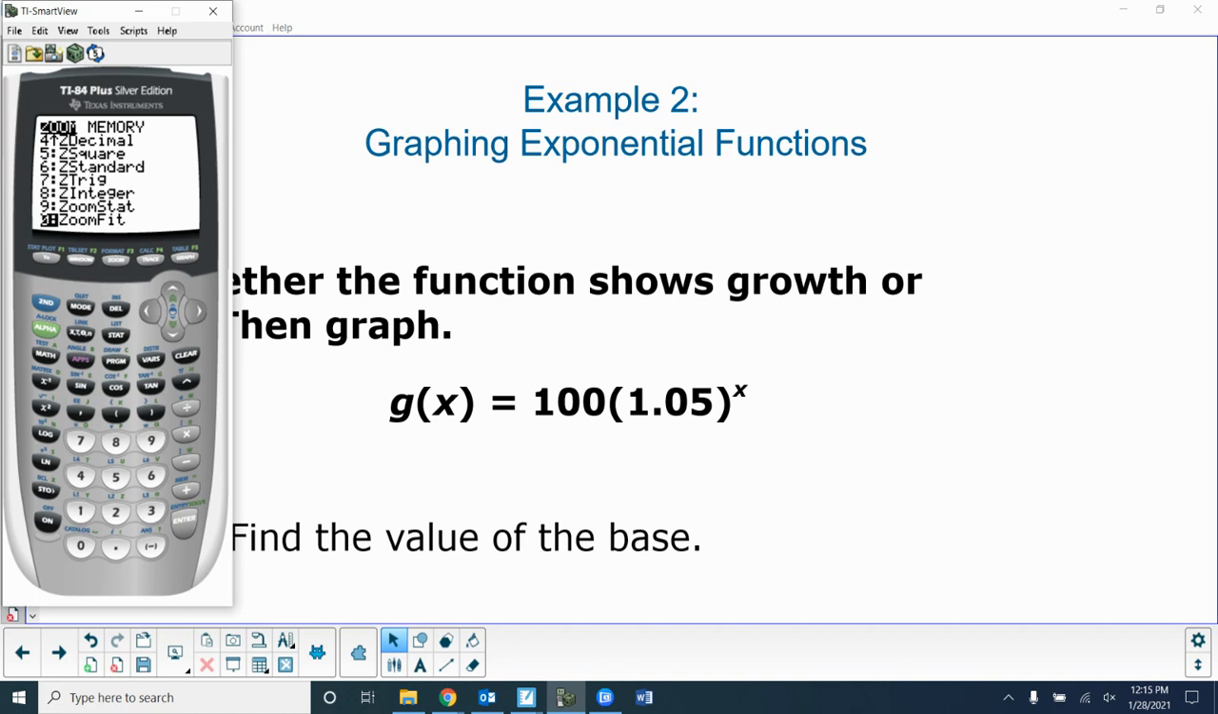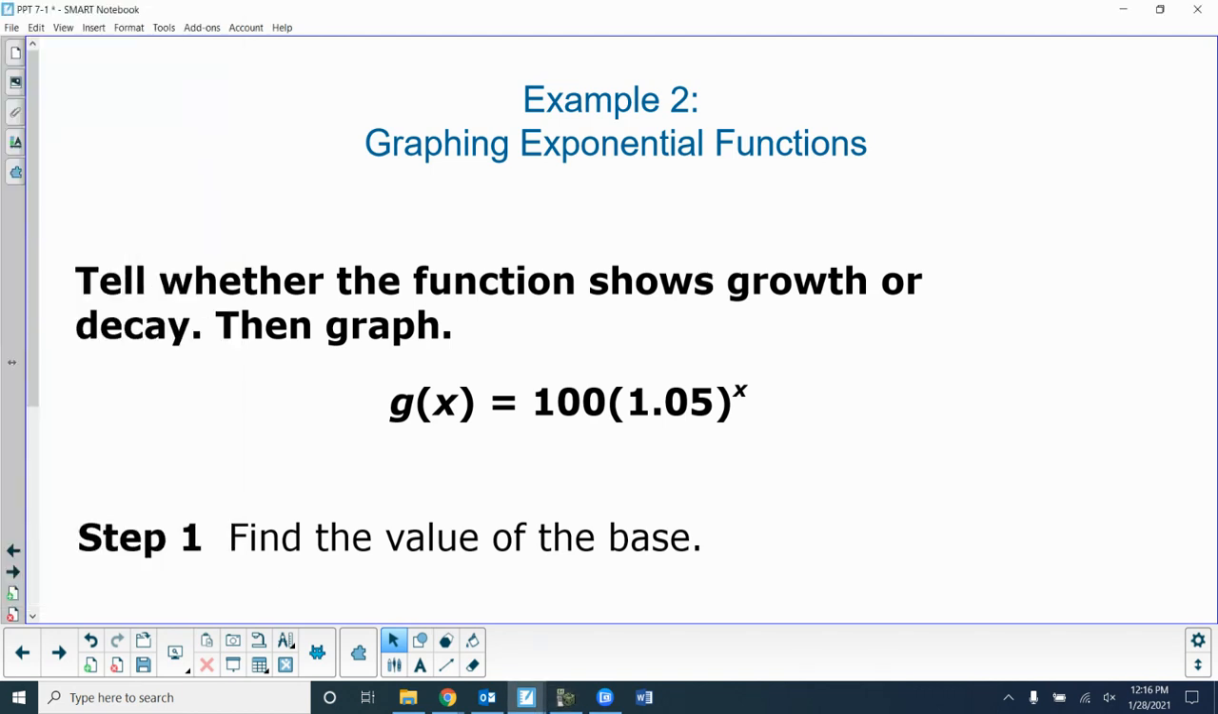Zoom fit. So it fits so that you can see it. It'll look different, but you'll be able to see it. Okay? So go zoom 6 if you want to go back to the basic window that you're used to seeing. If you can't see it, hit zoom 0 and it'll show you some of the graph. Okay? Any questions? We doing okay?